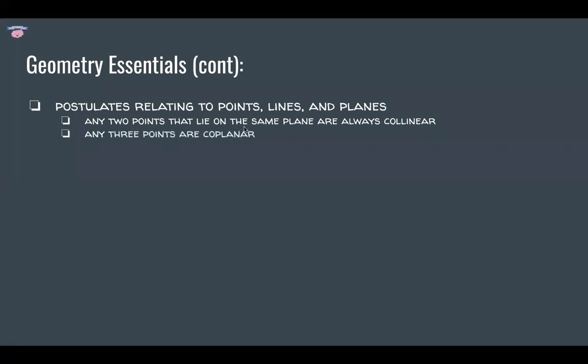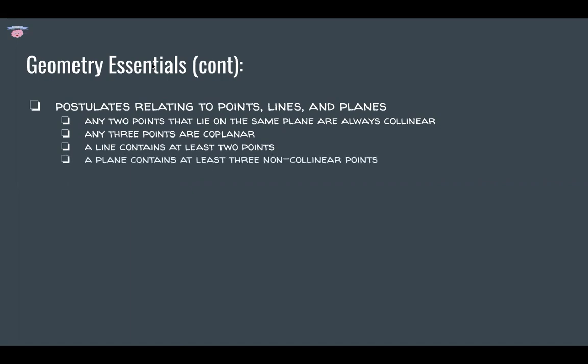Any 3 points are coplanar. If you have 3 points, even one all the way over here, you can always draw one plane that goes through all 3. A line contains at least 2 points. That's given by the first postulate.